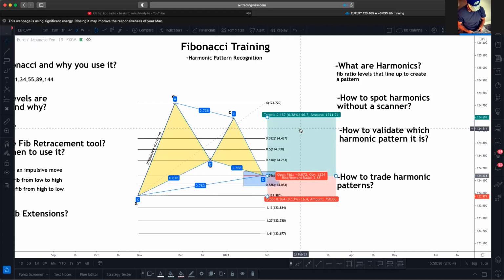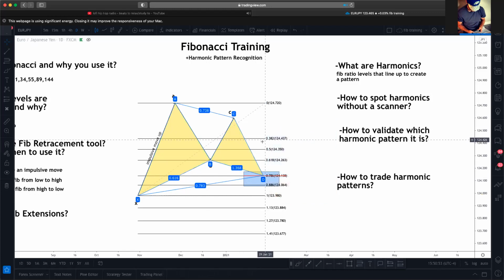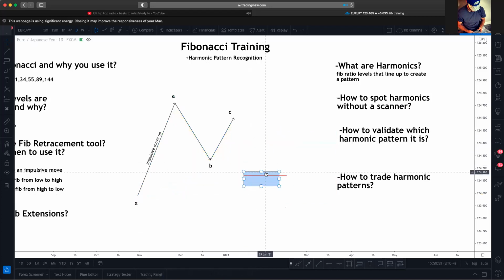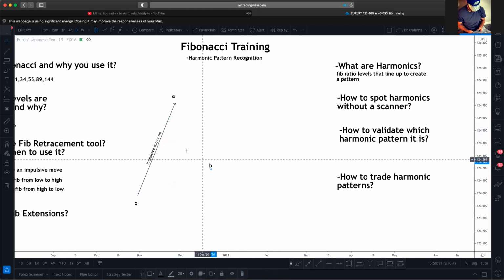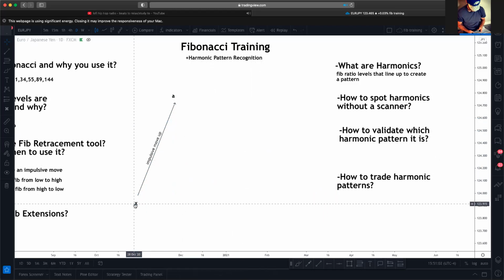So let's look at what a Cipher would look like. All right. We'll keep the first move. We got an impulse move up, and I should have kept those. In fact, let's go.